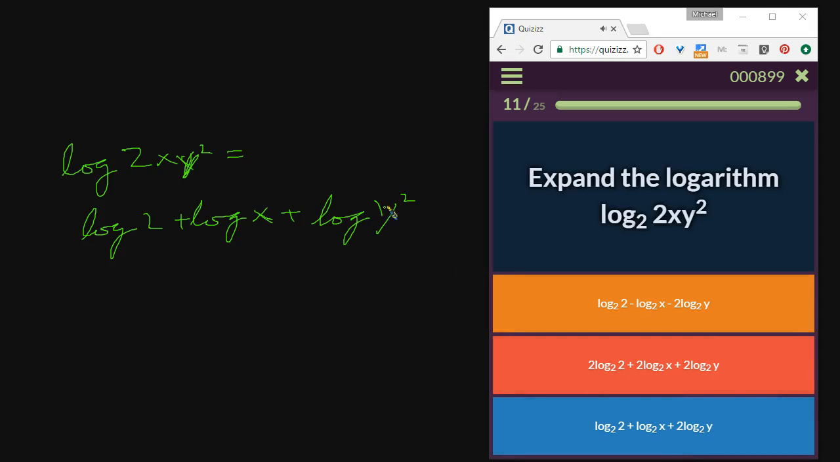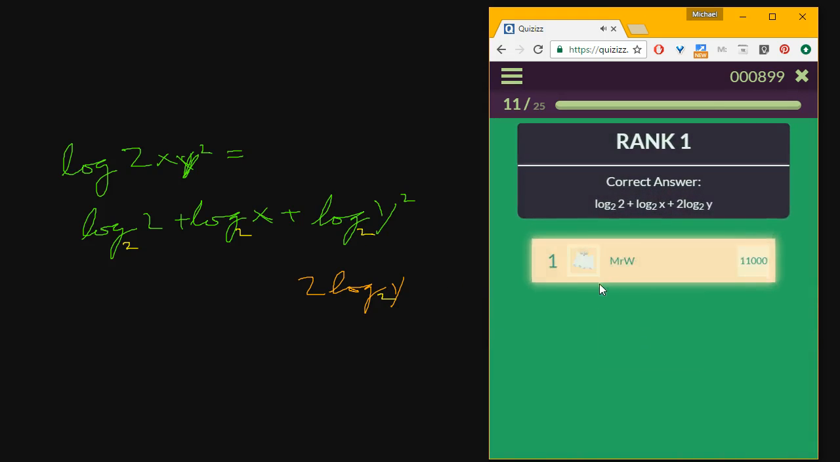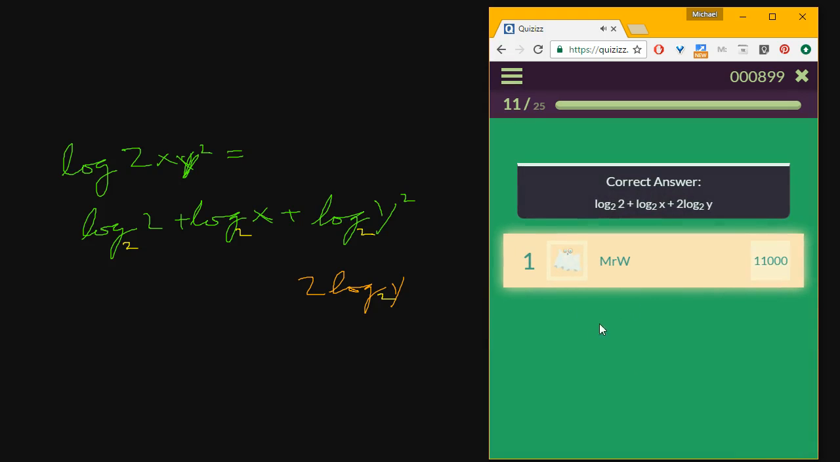It turns out when we have a 2 as an exponent, we can rewrite this as 2 log y. So it's log base 2 of 2 plus log base 2 of x plus 2 times log base 2 of y. Again, remember, I was too lazy to put in these base 2's, but they should be there. So I believe it's this one. Alright, yay! Let's keep it going.